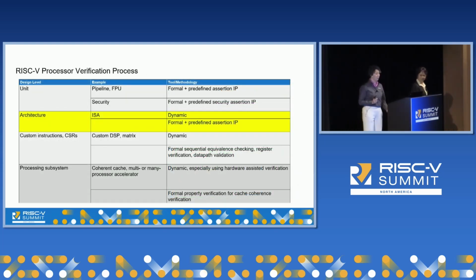Okay, the second focus area we're going to talk about is ISA, or architectural verification. So this concerns correct implementation of standard RISC-V extensions. For ISA verification, we have both dynamic and formal techniques that can be applied.